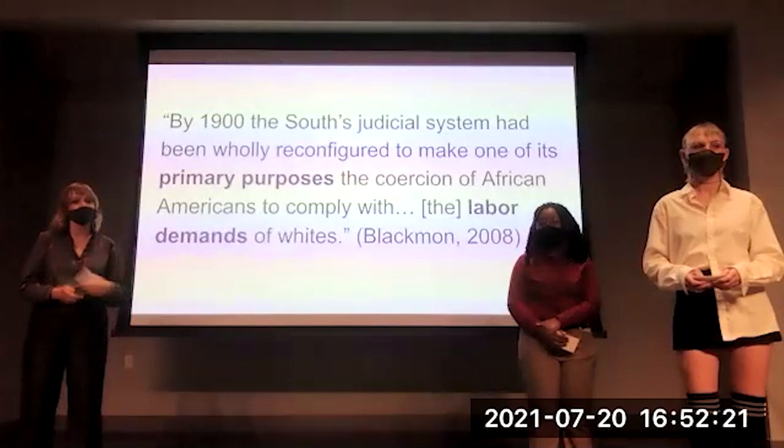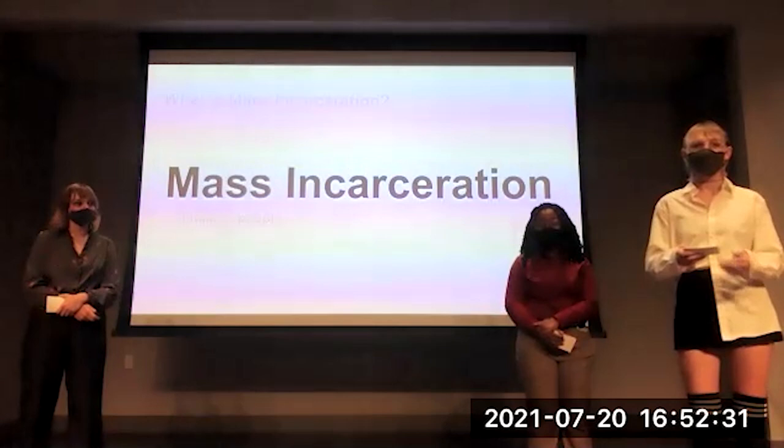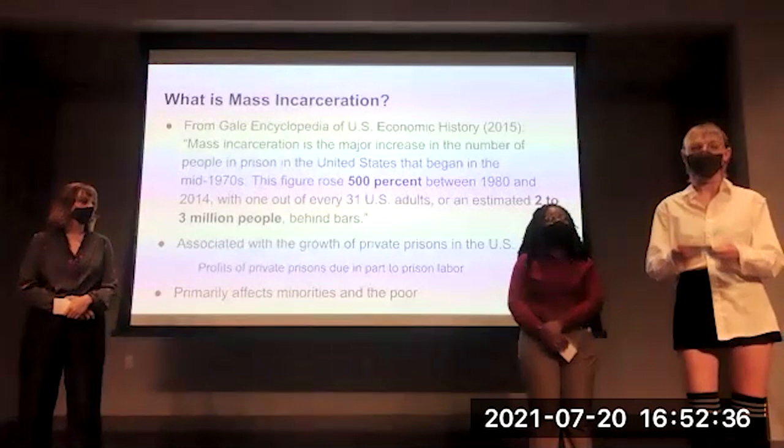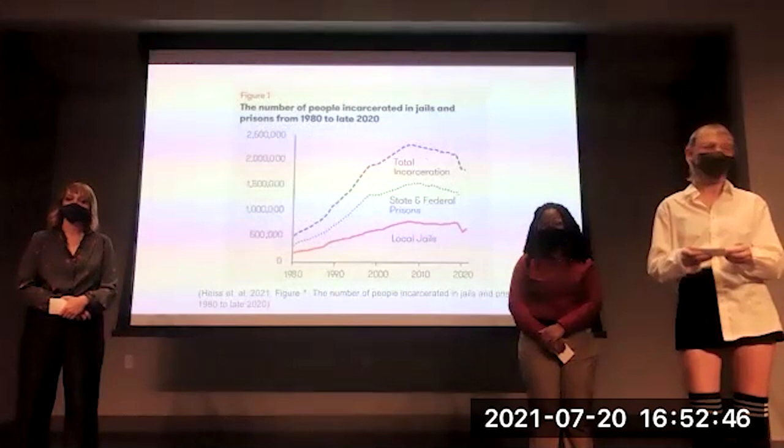Now let's talk about one of the main contributing factors of the prison industrial complex, which is mass incarceration. The Gale Encyclopedia would describe mass incarceration as the increase of people within prisons beginning in the 1970s. In this graph, we can see it represents what the Gale Encyclopedia was talking about as the increase of mass incarceration after the 1970s.